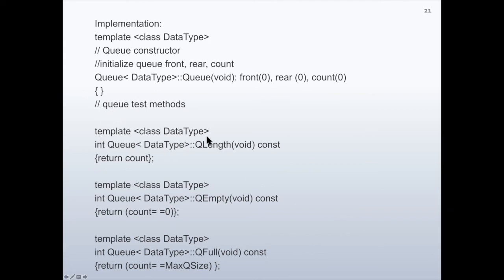We have also queue test methods. This is the queue length method on the class of queue of data type. This is a constant method and it will return the value of count, which is an integer. This is the length of the queue. We are checking if the queue is empty by comparing count with 0. If they are equal, it will return 1, otherwise it will return 0. The other method is queue full. It will return an integer. It is checking if count is equal to max queue size. If they are the same, it will return 1, otherwise it will return 0.